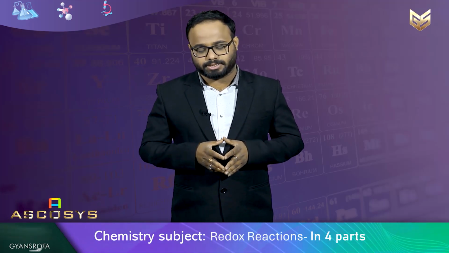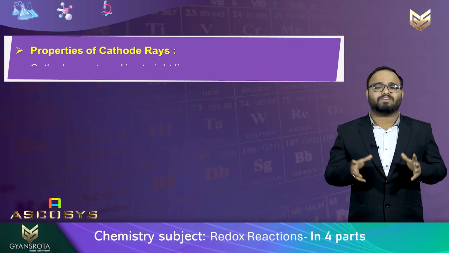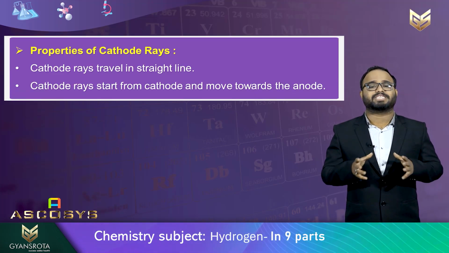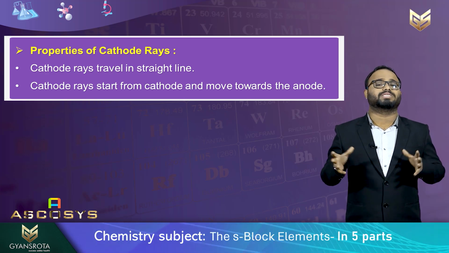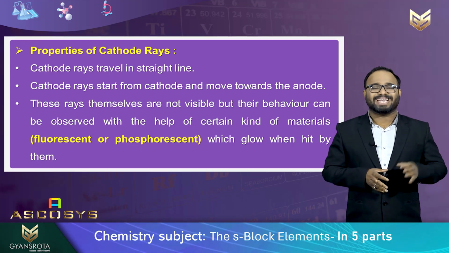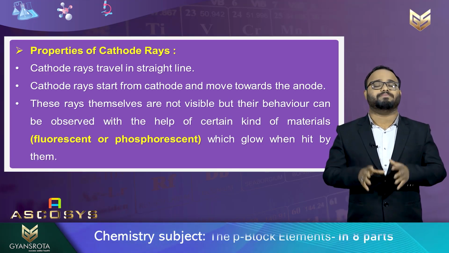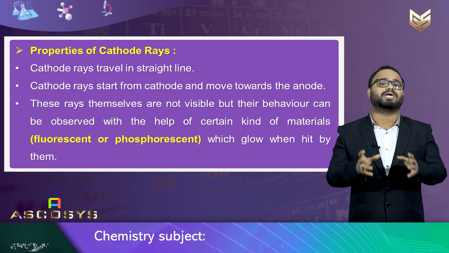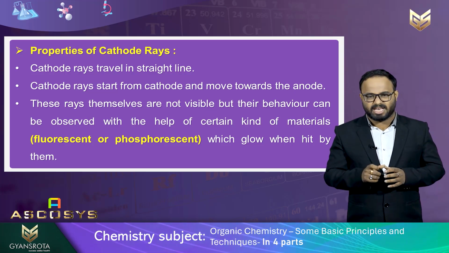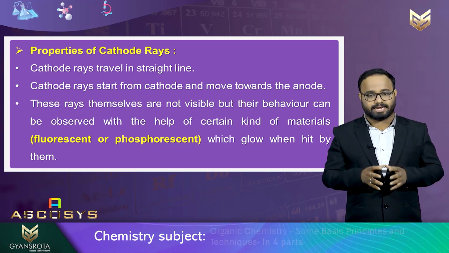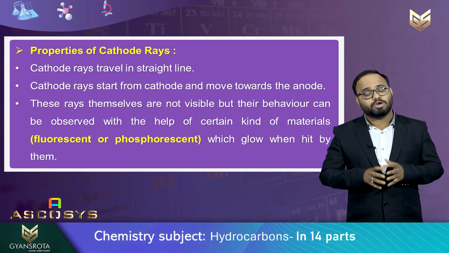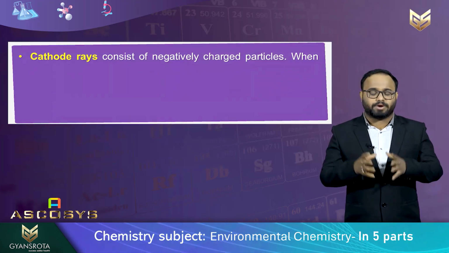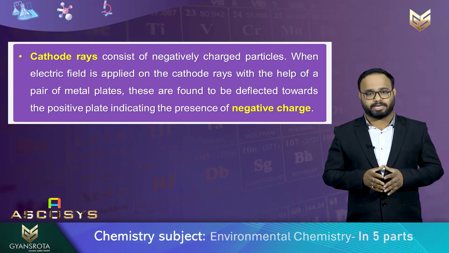Let us see the properties. Number 1, cathode rays travel in a straight line. Number 2, they start from the cathode and move towards the anode. Number 3, these rays themselves are not visible, but their behavior can be observed with the help of certain kinds of materials, fluorescent or phosphorescent, which glow when hit by them. Cathode rays consist of negatively charged particles.